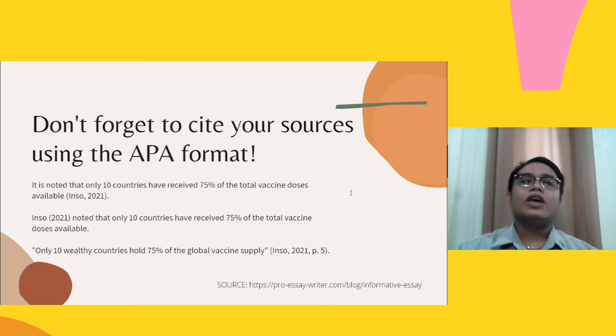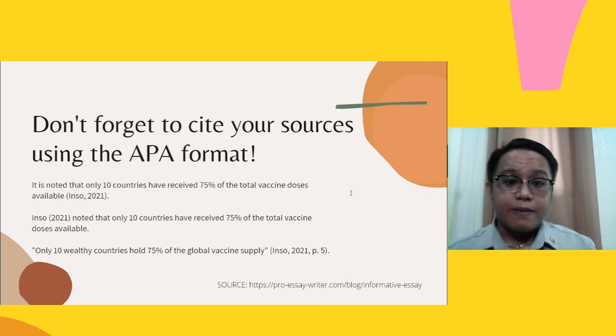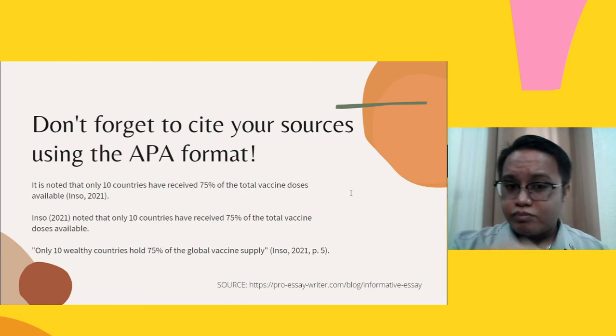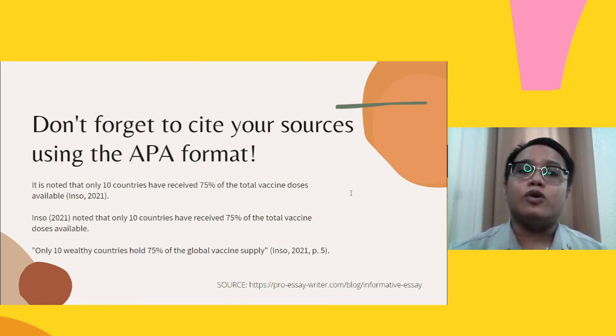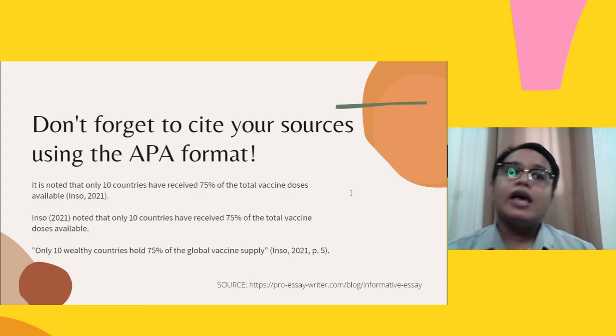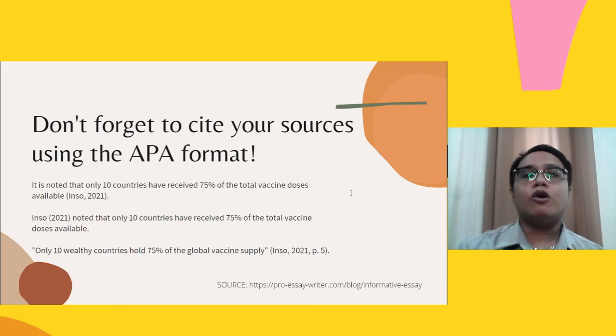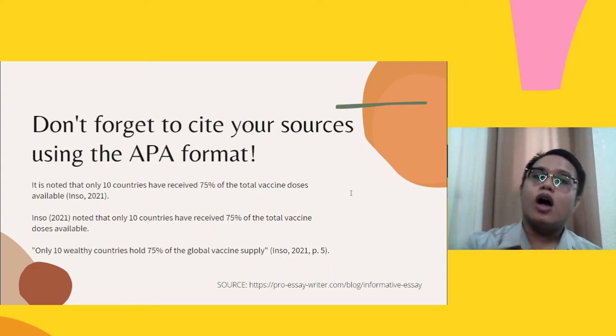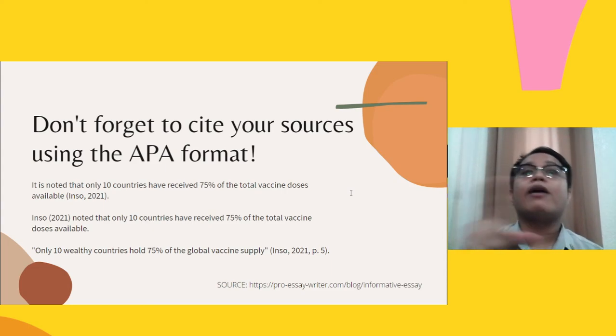Let's say, for example, if you have paraphrased everything, okay? If you have paraphrased everything, and wala ninyo gi-include ang author, you did not include the author, the first citation there is what you're going to use. So it is noted that only 10 countries have received 75% of the total vaccine doses available, open close parenthesis, the last name of the author, and the date of the publication, or kanang date na gisulti niya. Okay? So that's INSO, 2021. That is if you paraphrased it.